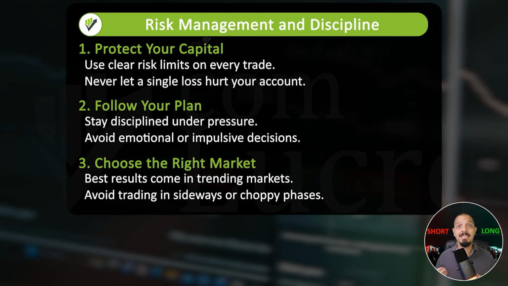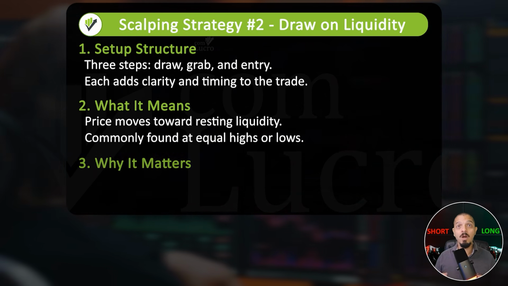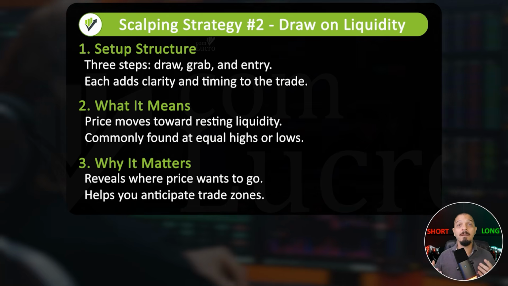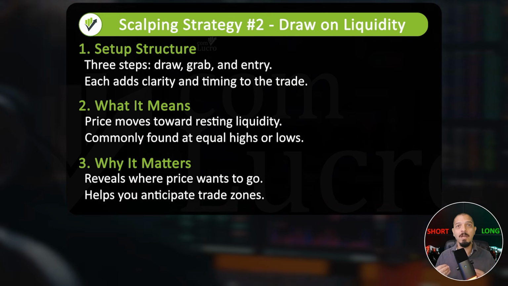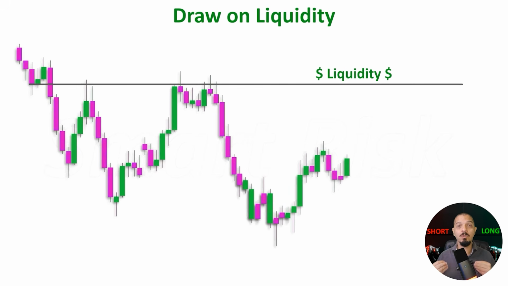Let's move on to the second scalping strategy. This setup has three main parts: a draw on liquidity, a liquidity grab, and the entry. So, what is a draw on liquidity? It simply means identifying a key liquidity level that price is moving toward. In other words, the market often moves toward areas with resting liquidity, such as equal highs, equal lows, or sharp reversal points, because that's where many orders are waiting to be filled.